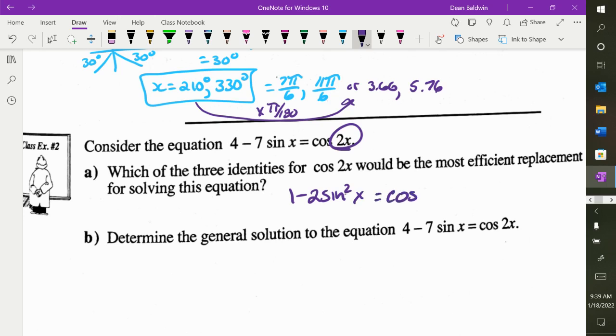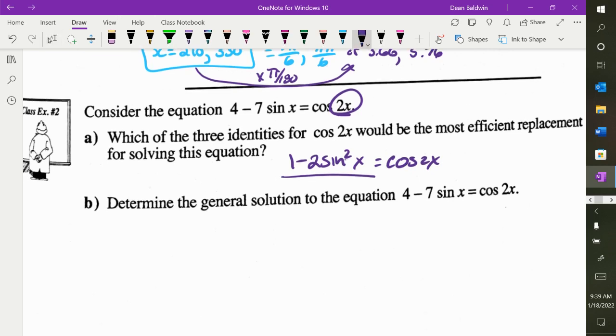Well, you'd sub, and then you'd do another sub. You make your life more complicated. You could. Right? That's the one we want to use, because then it'll give us all sines in the equation. So if I sub that in for cos 2x, I get 4 minus 7 sine x is equal to 1 minus 2 sine squared x. And now it's just a quadratic.